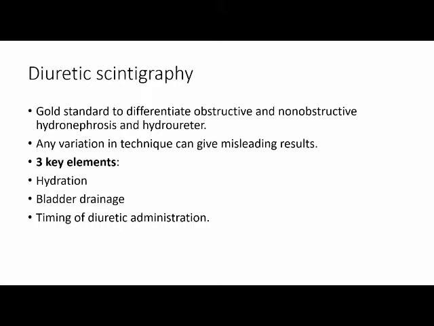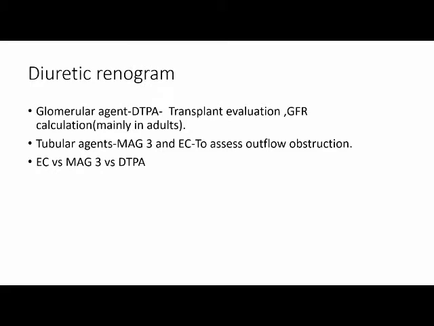Basically, there are three elements for a diuretic scintigraphy. One is ensuring proper hydration and proper bladder drainage, especially where you suspect VUJO, and the other is the timing of the diuretic administration. The glomerular agent we use for a diuretic renogram is DTPA, but its role in the pediatric age group is questionable, because it is used in pediatrics mainly for transplant evaluations, and in adults for GFR calculation.